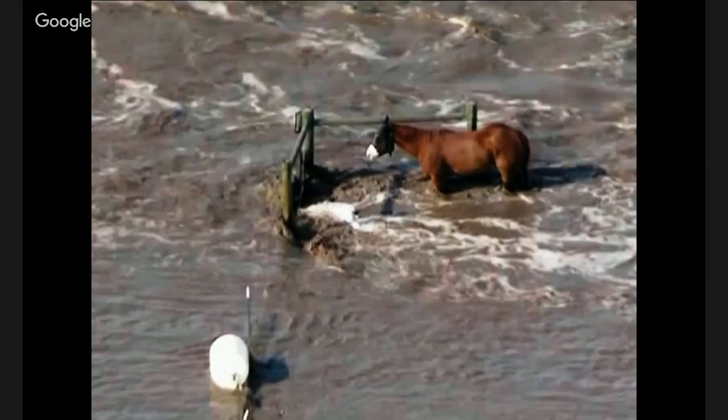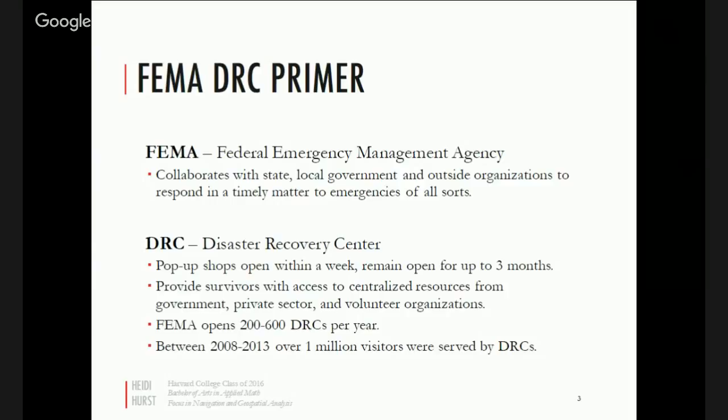And over the summer, I worked for FEMA as an intern in the recovery directorate, which focuses not on the immediate aftermath of a disaster, but rather the long-term efforts to get a community back to what's called a new normal. And as one of their interns, I had a lot of freedom to determine what type of project I would be working on and pick an area where I felt like I could really make a tangible difference and learn a lot. So I decided to work with disaster recovery centers.